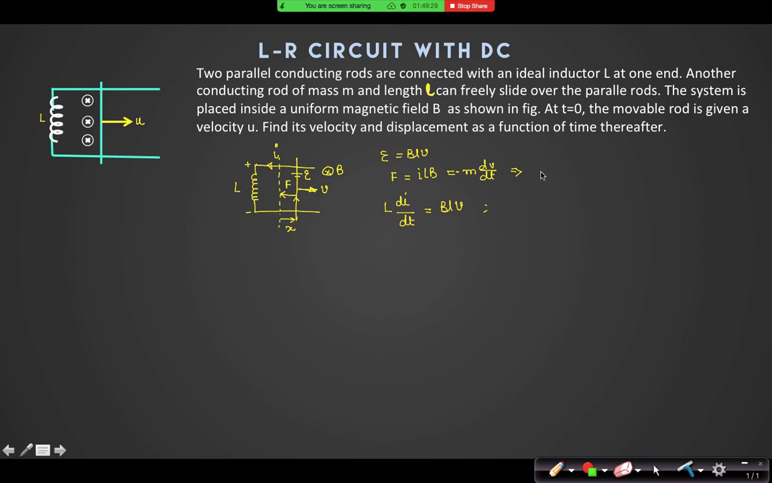BLV. If I find di by dt from here, I want to find a function of v, right? You all have calculated the function of I, but I is not needed. The question is asking for v and x. So I will replace di by dt with d2v by dt2, because if I differentiate again, I will get BL into di by dt, that is equal to minus m into d2v by dt2.